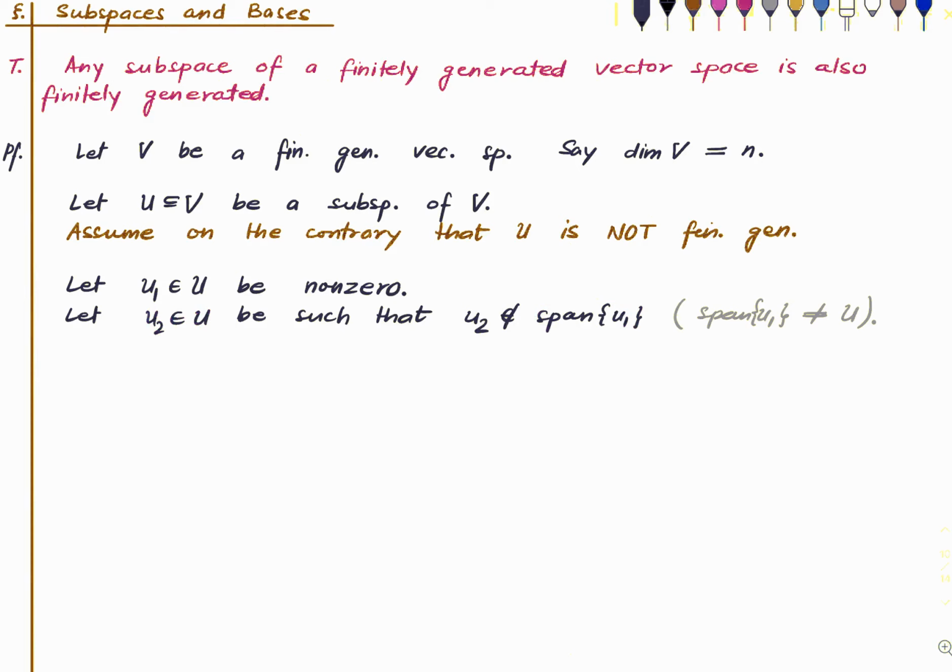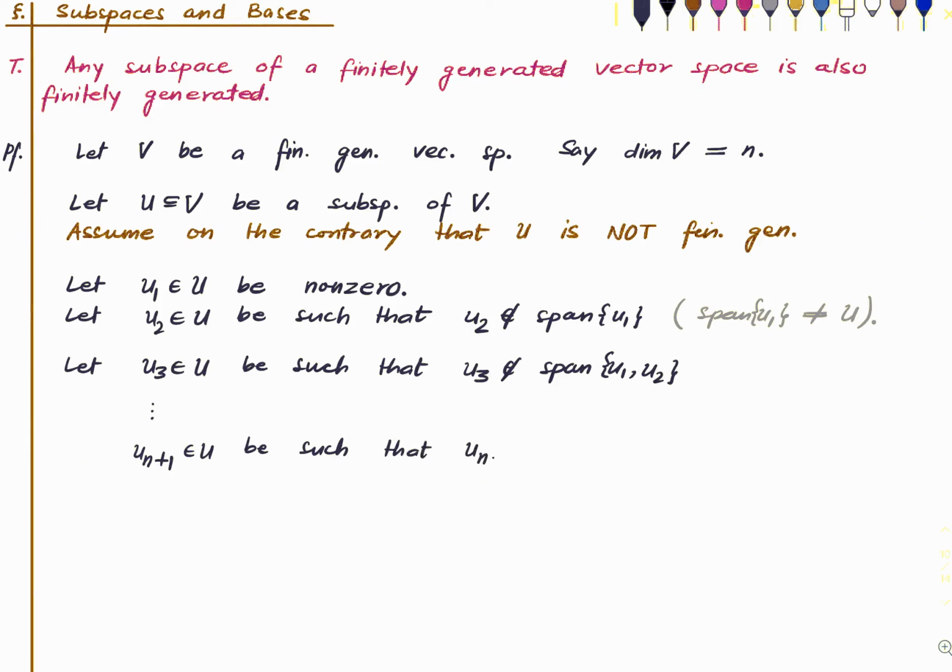And we can continue. So now we will find u3 in capital U such that u3 is not in span of u1 and u2, and so on and so on. We will find n plus 1 such vectors. The upshot is that the list u1 up to u(n+1) is linearly independent.